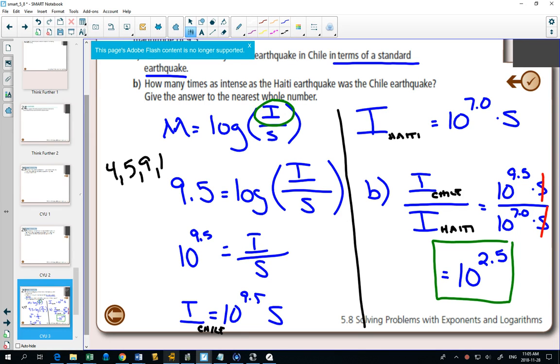4, 5, 9, 10, and 11. Not all of these are earthquakes.